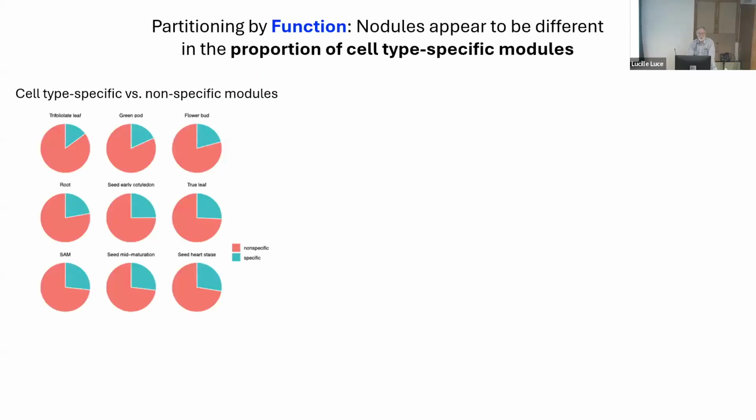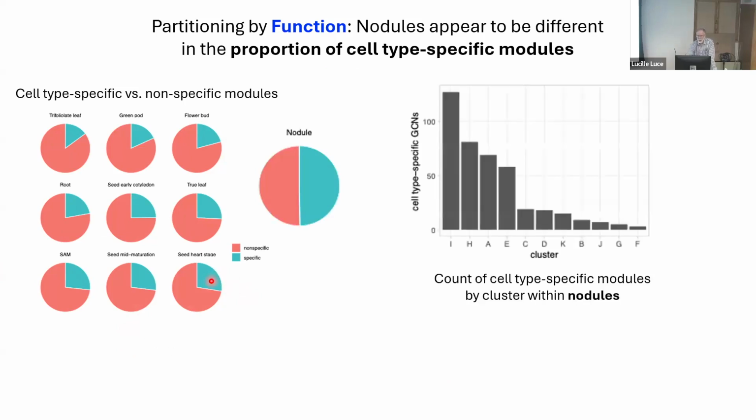Nodules do not appear to differ in the amount of partitioning that we get. It looks pretty much like everything else. But if you look at cell type specific modules in these GCNs, all the other organs look fairly similar here. This is the cell type specific modules here. The nodule is very different in terms of that. And why might that be? It is because the cell clusters that are showing the most of that sort of effect are actually novel cell types, infected cell types within the nodule.